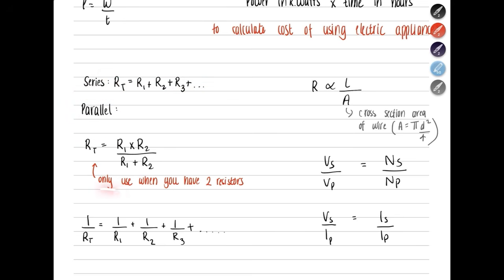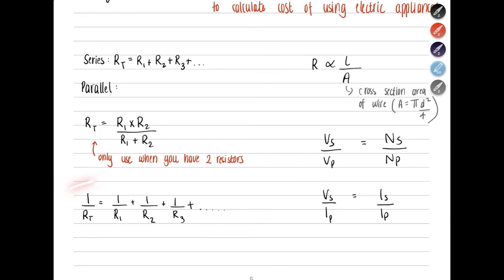Remember, if you have only two resistors that are in parallel and you need to find the total resistance, you can use this formula: R1 times R2 divided by R1 plus R2. But if you have more than two resistors, you have to use this one: 1 over RT equals 1 over R1 plus 1 over R2 plus 1 over R3, and so on. You can even use this equation if you have two, okay? This is the general one.